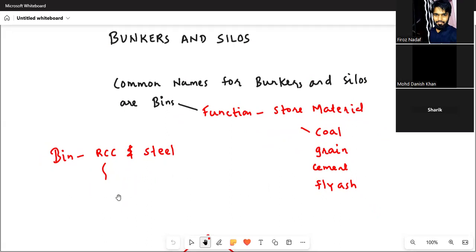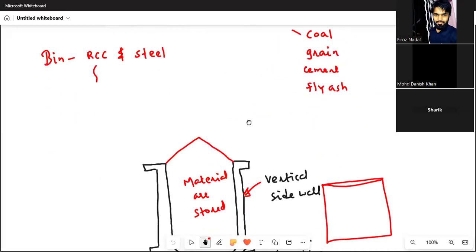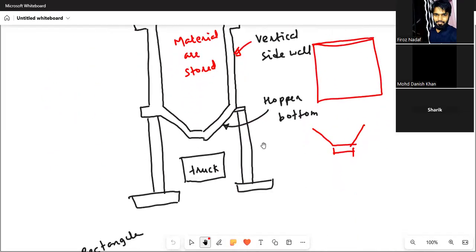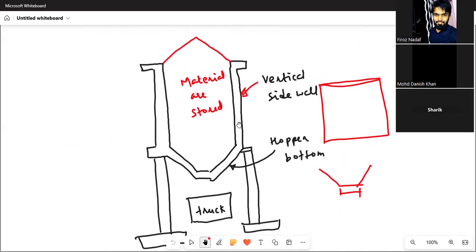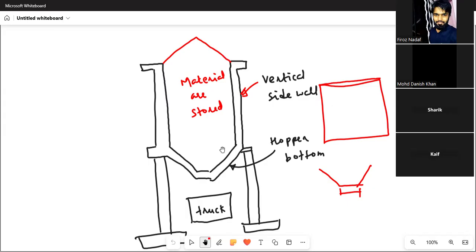And the bunker could be of RCC and it could be of steel. In our syllabus, we have to deal with the design of RCC bunkers and silos. And this is the typical component of the bunkers and the silos. It has a vertical wall and it has a hopper bottom. There are columns and also beams, but we are not concerned with the design of beam and column. We are only concerned with the design of the vertical wall and the hopper bottom, and it is common in the bunkers and the silos.